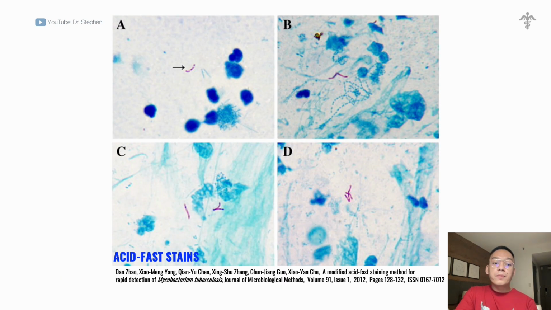With acid-fast staining, there is also what we call the weak decolorizing agent, or the modified acid-fast staining method. This is to rapidly identify and detect Mycobacterium tuberculosis. In this method, a weak decolorizing agent is used with the acid-fast stain, whereas Mycobacterium has been noted as strongly acid-fast.